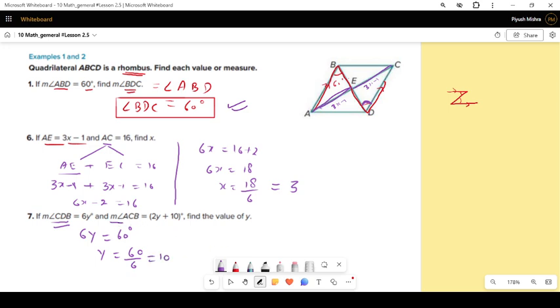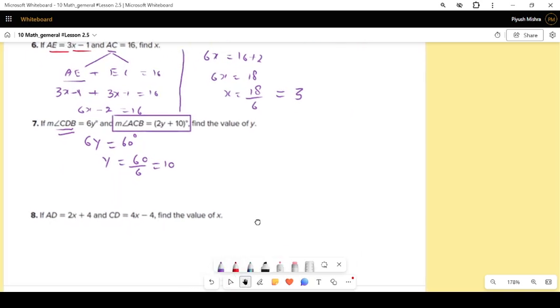Sometimes you will see that certain extra things are written in the question, just to confuse you. So don't bother about how much is written here. Directly you will get y is equal to 60 divided by 6, which is equal to 10. If with the one piece of information you are not getting the answer, only then you have to use the second information. Sometimes the first information is more than enough to get the answer.